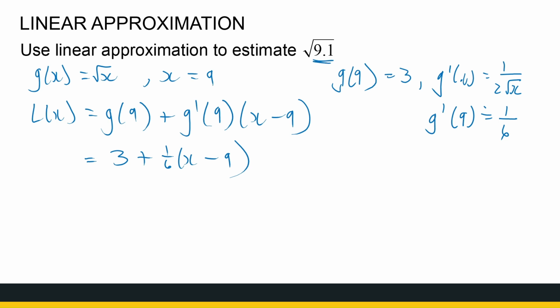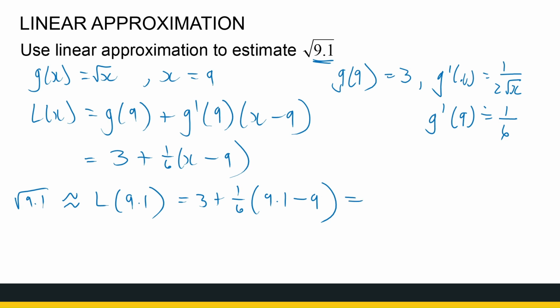I want to approximate the root of 9.1. So the square root of 9.1 is approximately equal to the linear approximation at the point 9.1, the straight line's value at 9.1. So that's 3 plus 1 over 6 times 9.1 minus 9. That's why I didn't want to multiply it out, because that becomes simple. 3 plus 1 over 6 times 0.1. So that gives me 3 and 1 over 60, or you can write it as a decimal, 3.0166666. That is an approximate value of the root of 9.1 using a linear approximation.